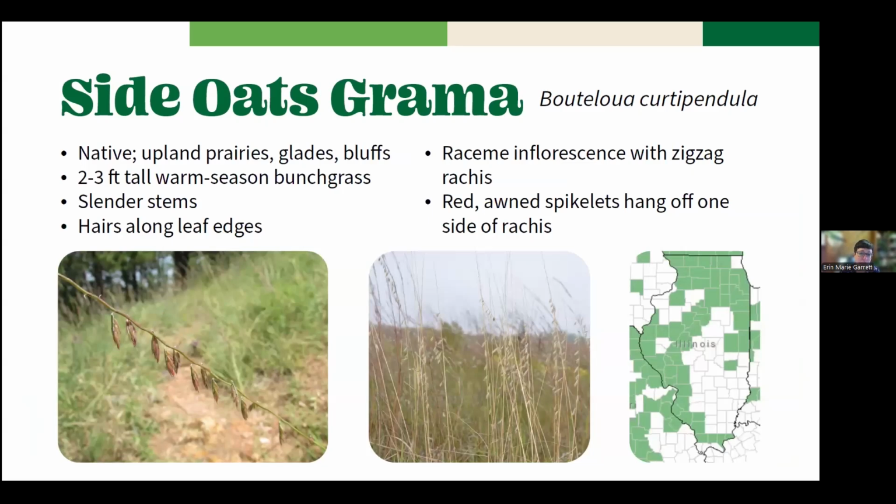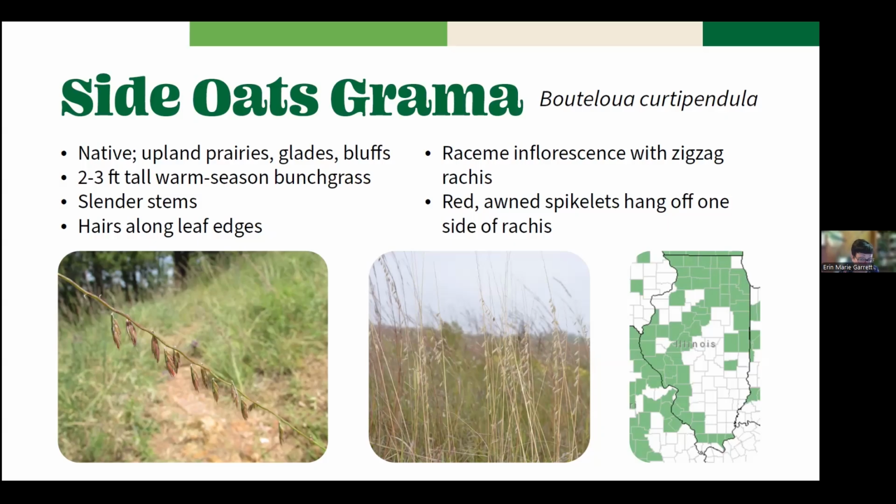Okay, moving on from porcupine grass, we're going to look into a couple different species in the Bouteloua genus. So the first one we're going to look at is side oats grama. Has kind of an interesting distribution across the state. You can find it all the way from northern to southern Illinois, but it does skip a good portion of central Illinois. Okay, this is another one that we're going to find in more of our upland prairies, more of our glades and bluffs.